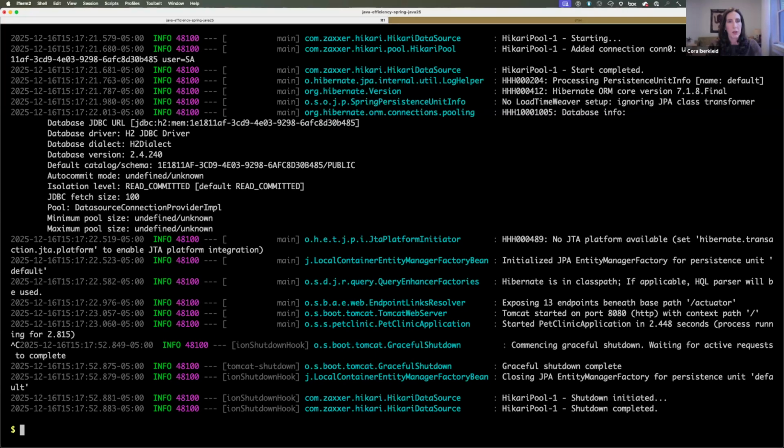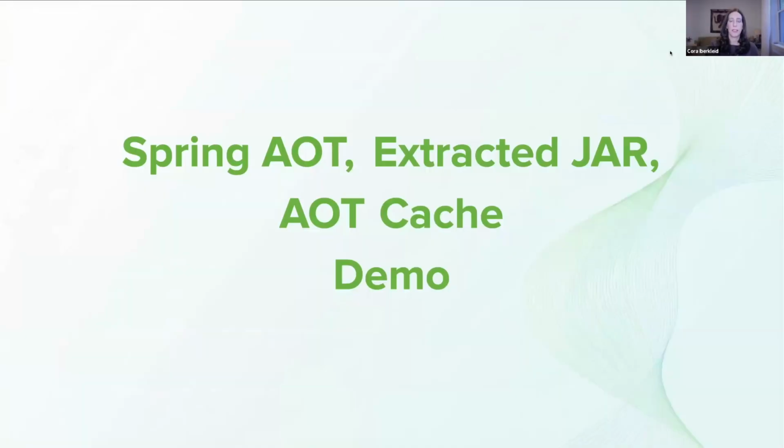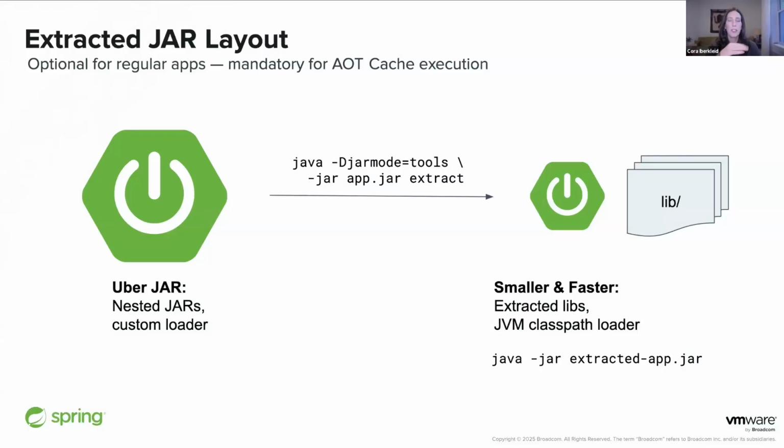Let's go to the slides again. Okay, so we did our demo here. Just to recap a little bit of what we saw, we had the extracted jar layout, which took our Uber jar, took out all of those nested libraries, codified that class path and the start, and updated the start class. So that was one technique.